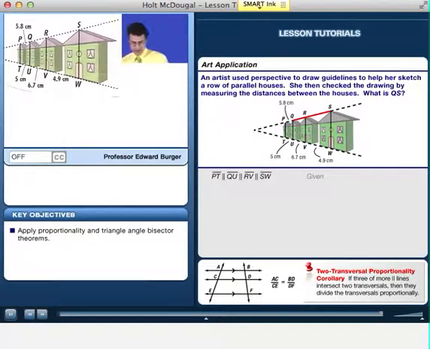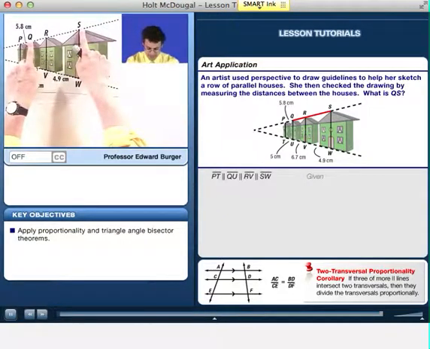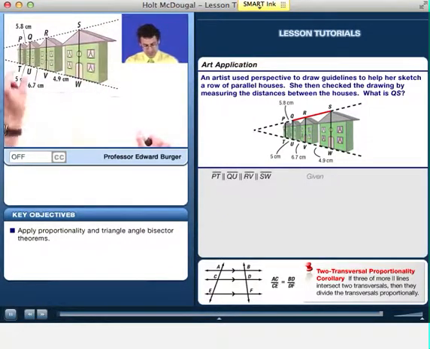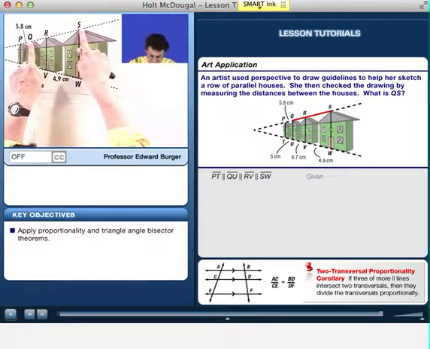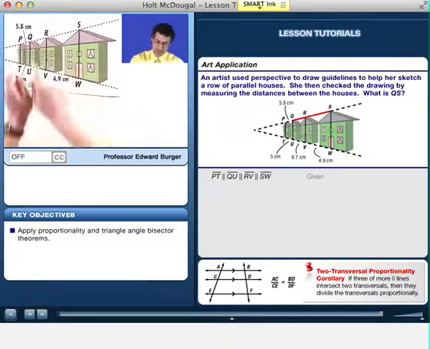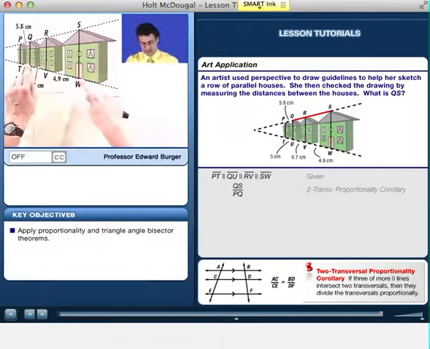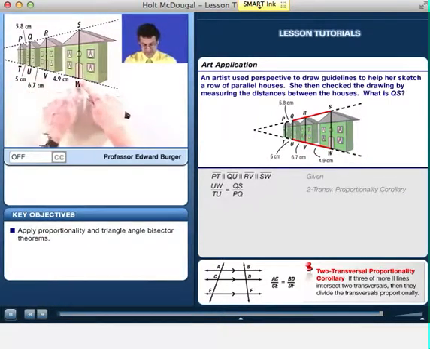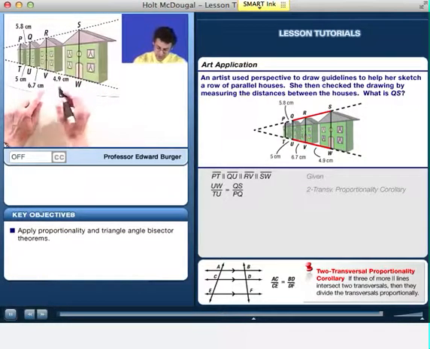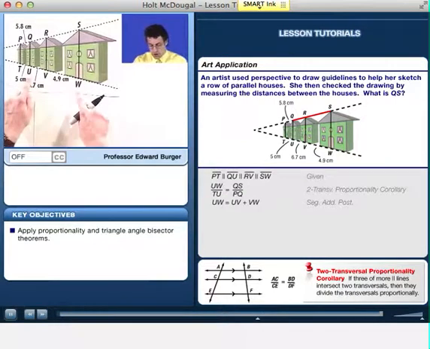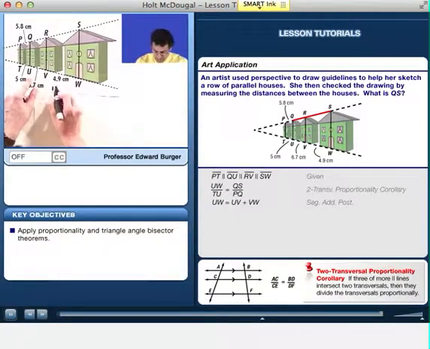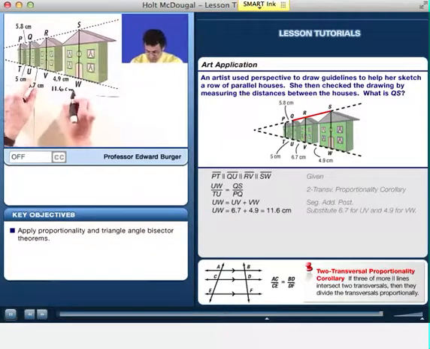If we try this, we can set up a proportion. Now, what do we have here? I know I want to find this, and I know this length. That's good. So basically I can say this length is to that length as this length is to this length. But this length I've actually got to figure out. I know this is 6.7 centimeters, and I know this length is 4.9 centimeters. When I add the two together, I see that this entire length here, UW, is actually 11.6 centimeters.